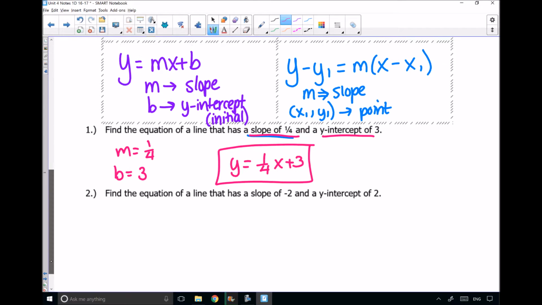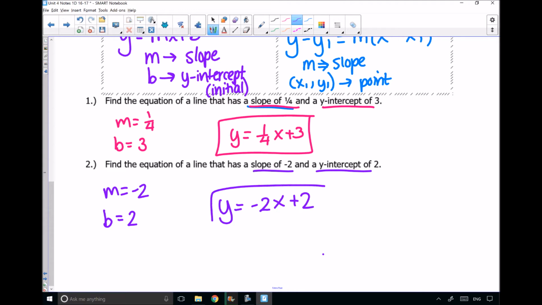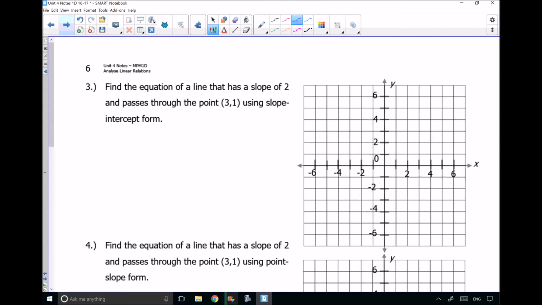Okay? All right, number 2, find the equation of a line that has a slope of -2. So we know the slope is -2, and the y-intercept is 2. So therefore our equation would be y equals -2x plus 2. Again, this is something that you guys should be good with because we've already identified m and b multiple times in previous examples.